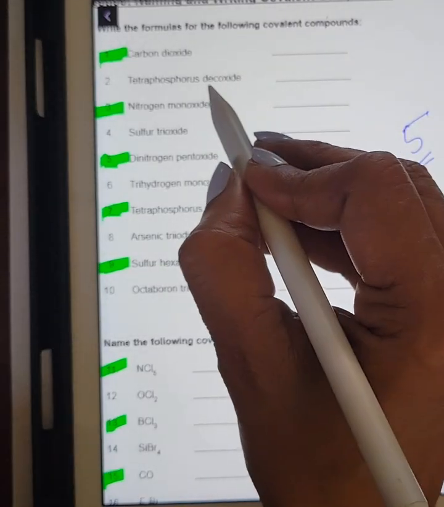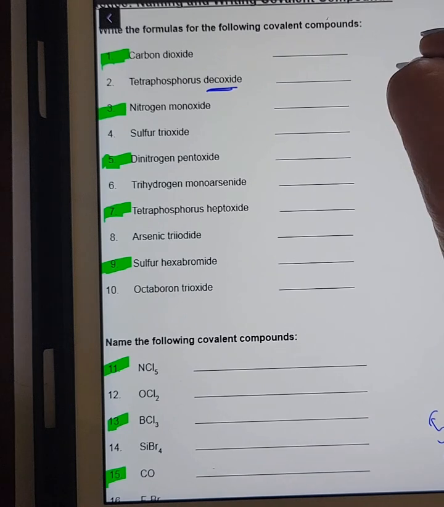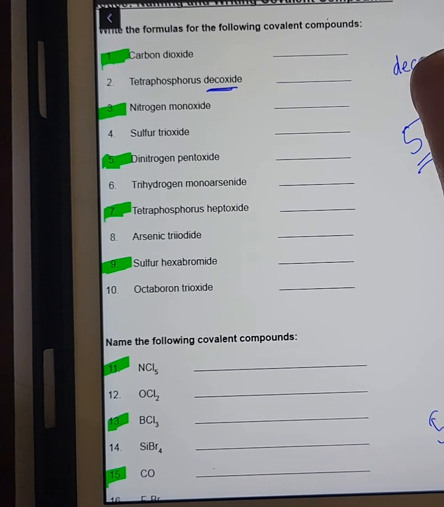So this one, you will get confused about what is decoxide. And remember, it is deca plus oxygen. That is why decoxide. If there is an A and O together, we will skip the A. Go ahead and write that rule, okay? Skip A if there is A and O together.